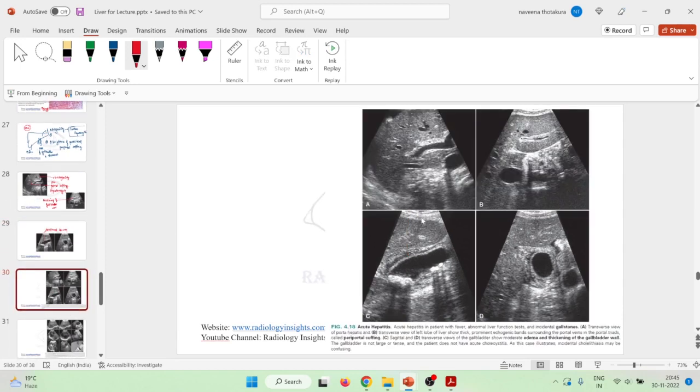So this is actually a case of acute hepatitis, with fever and abnormal liver function tests. You can see decreased echogenicity in this, number one. Number two, even here you can see decreased echogenicity. And here the main thing is thickening of the gallbladder wall seen in this patient.